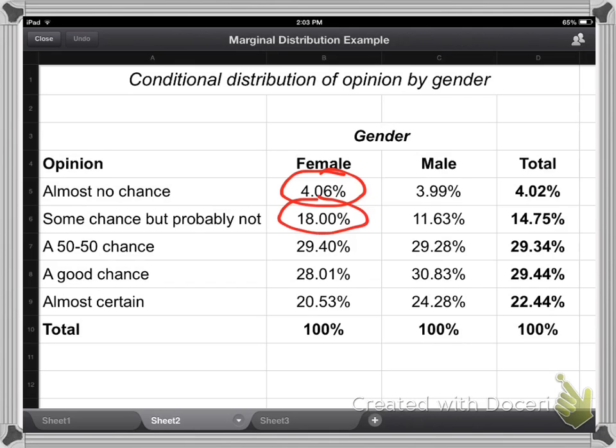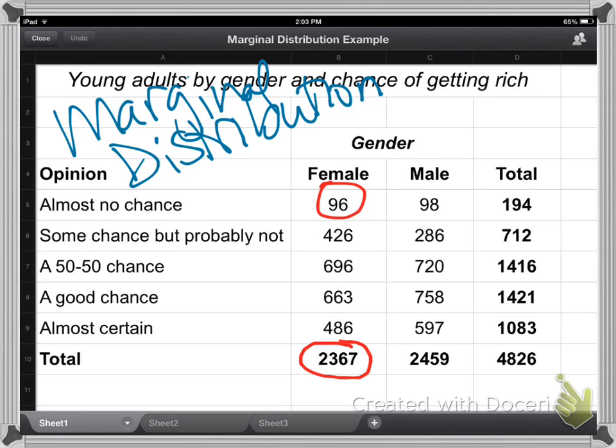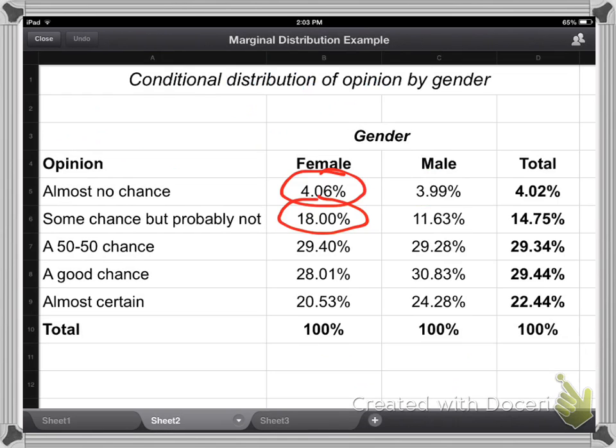Now if we go down to the next row, we got 18% here, and that comes from taking 426 and dividing that by your total. And so you just progress through your table exactly the same way. And once you finish with one category, you just have to move over to the other category. For instance, the first entry for the men will be 98 divided by 2,459, and that's where this 3.99% comes from.